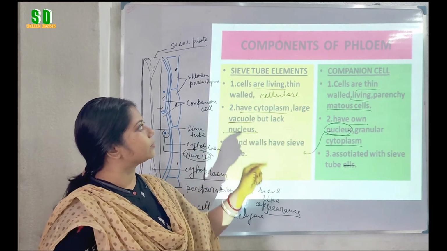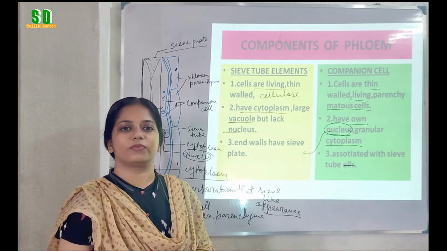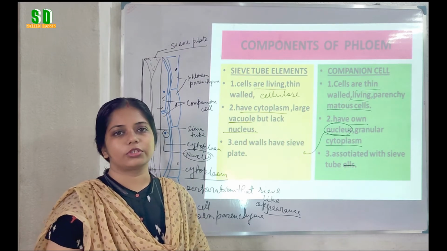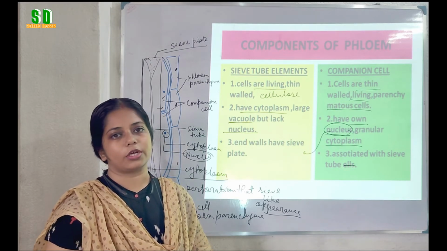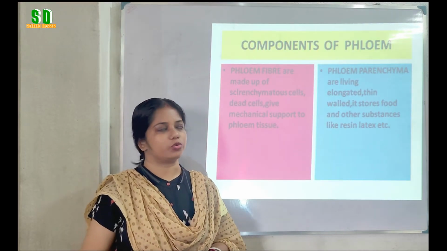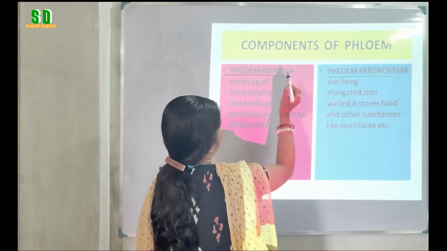So we have learnt about the sieve tube elements and the companion cell, and also we got some differences between these two components of the phloem tissue. Now we will talk about another two components of the phloem tissue. So students, another two components of the phloem tissue are the phloem parenchyma and the phloem fiber.